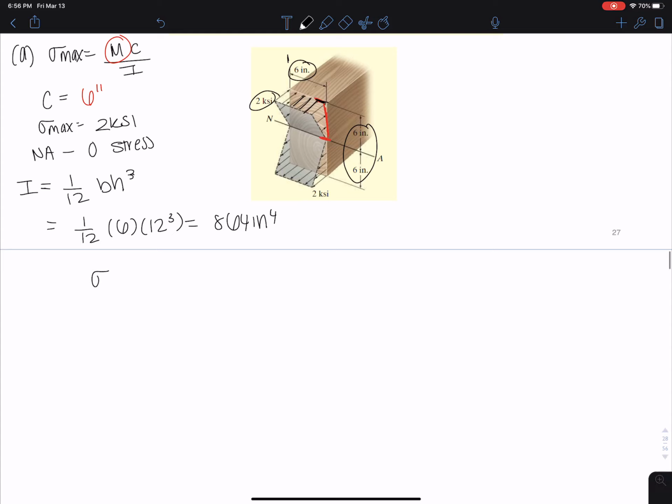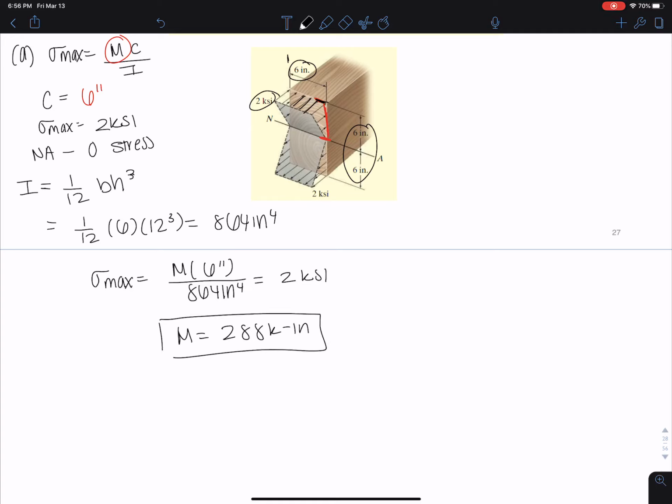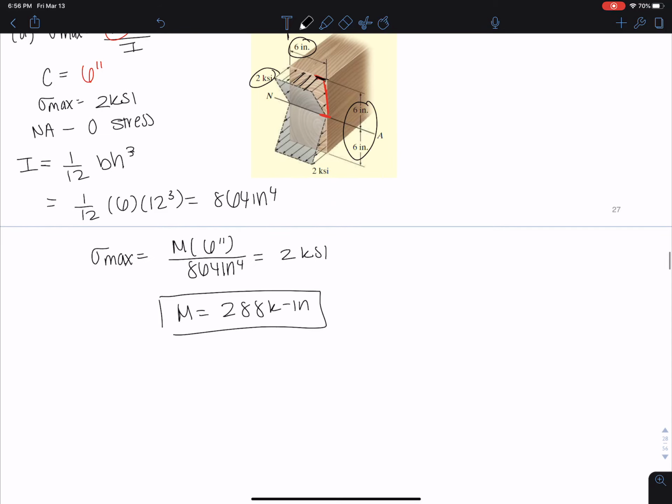And I just plug and chug, and I get sigma max equals M times 6 inches over 864 inches to the fourth, and sigma max is 2 ksi. So I can solve, and I get 288 kip inches. Done. One way done. Let's now talk about the other way of doing things.